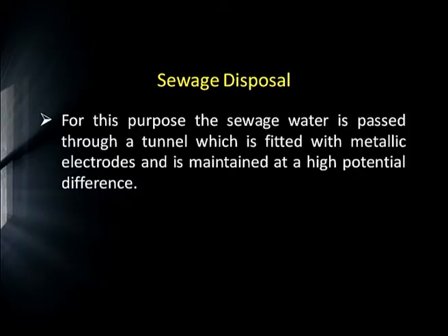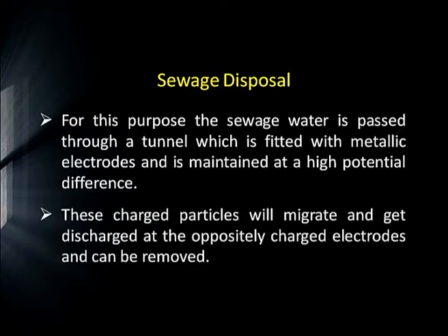For this purpose, the sewage water is passed through tunnels which are fitted with metallic electrodes, and a voltage is applied across it, and when this happens, the colloidal particles migrate towards the oppositely charged electrodes and get discharged. Whatever material that is collected near the electrodes can be removed, and we can use them as manure.